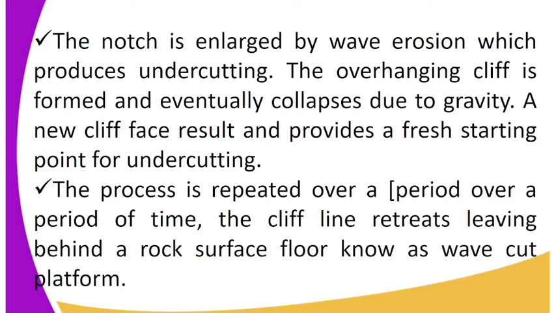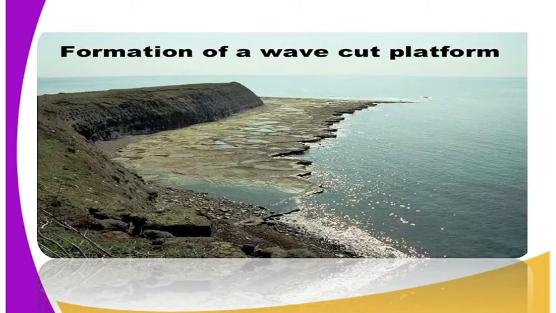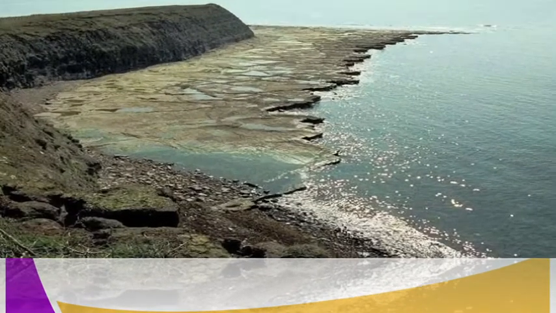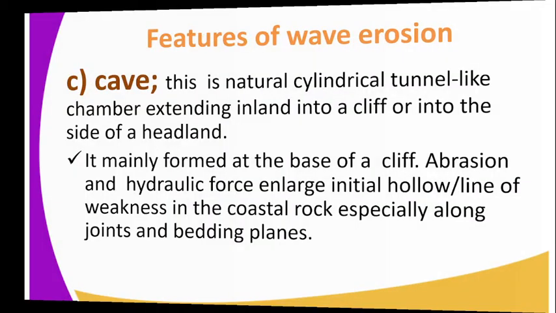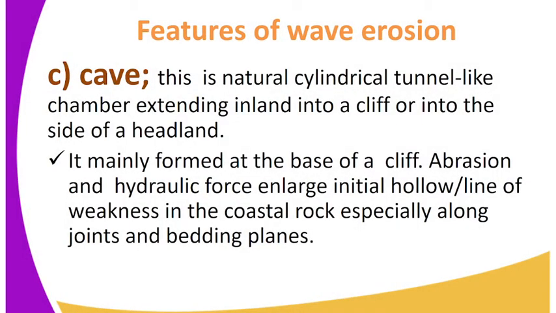The process is repeated over and over, over a period of time. The cliff line retreats, leaving behind a rock surface floor known as a wave cut platform. And we can clearly see the wave cut platform along the seashore. The third feature is a cave.